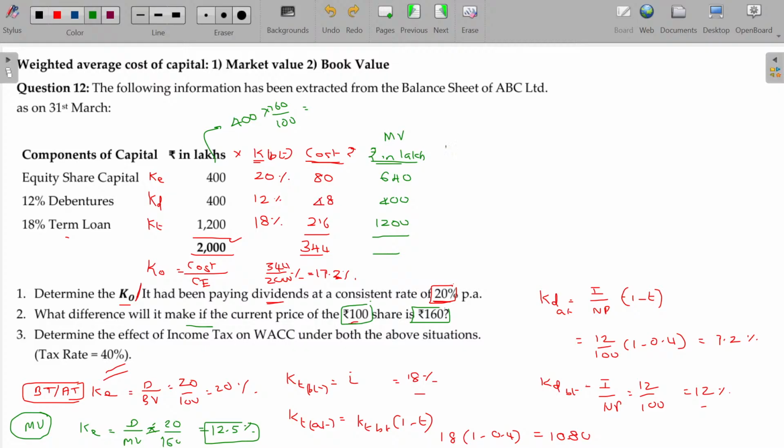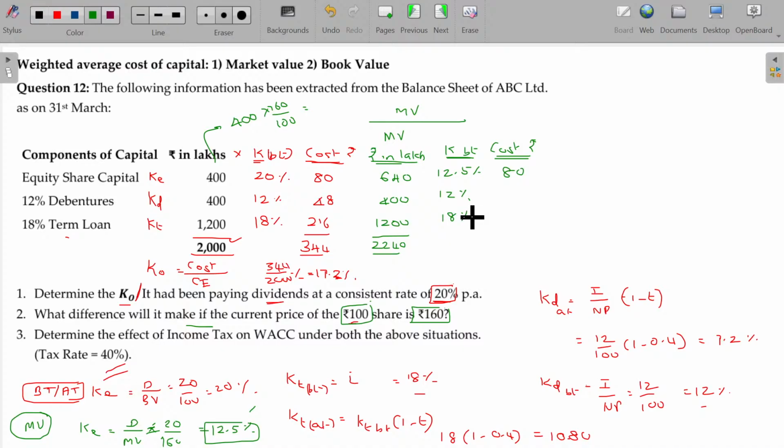Now, what about the cost as per the book value before tax approach? In case of equity share, this is 2,240. In case of equity share, K before tax and after tax will be the same. So 12.5 will be taken. Okay, this is the market value approach. And this one being 12%, this one being 18%. The overall cost in terms of rupees being 640 at 12.5%, the ultimate dividend will be the same, 80 rupees.